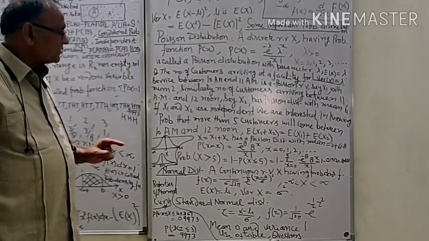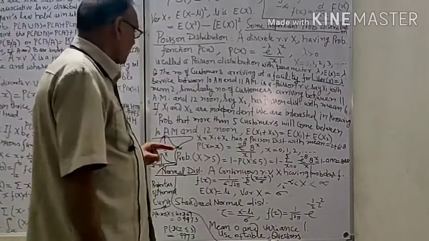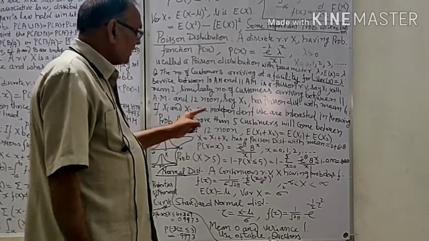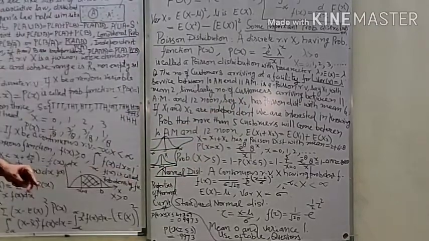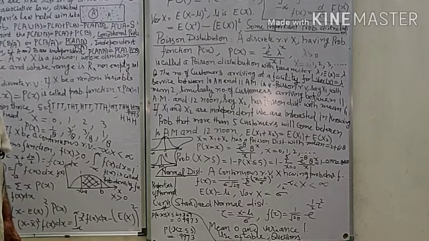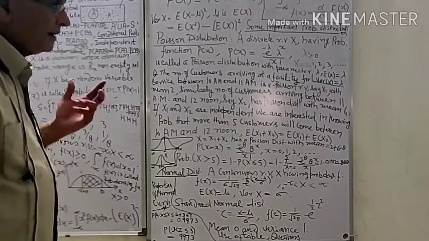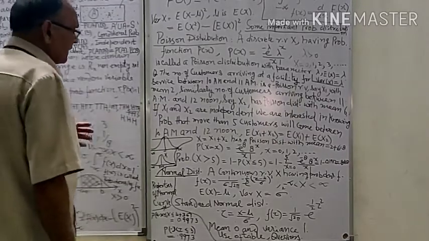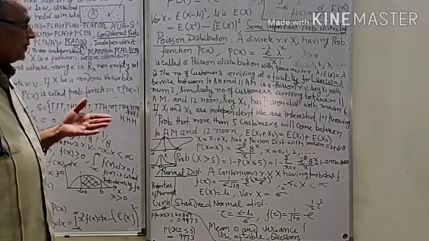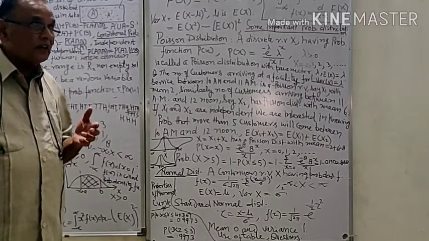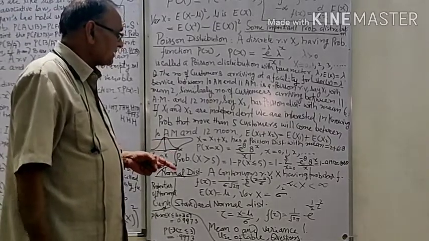If x1 and x2 are independent, we are interested in knowing the probability that more than 5 customers will arrive between 10 a.m. and 12 noon. Now, between 10 a.m. and 12 noon, one discrete random variable is there for 10 to 11, and another Poisson variate is there for 11 to 12. So here we are interested in the random variable x1 plus x2.